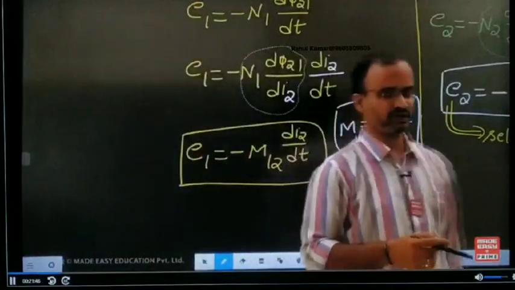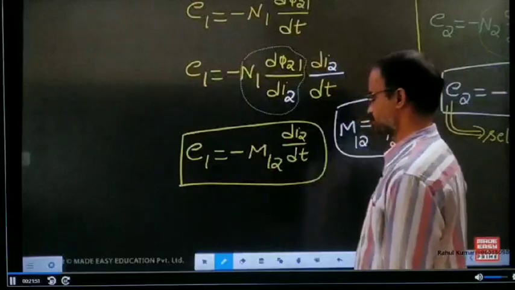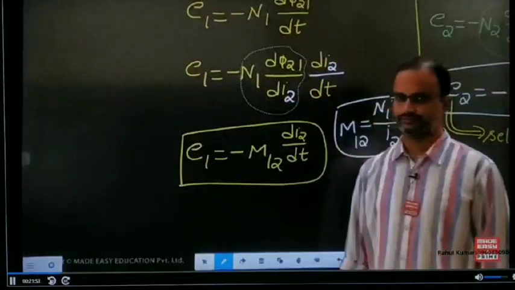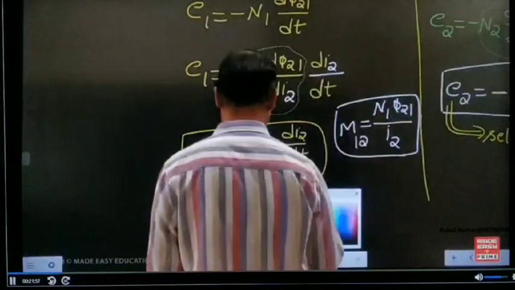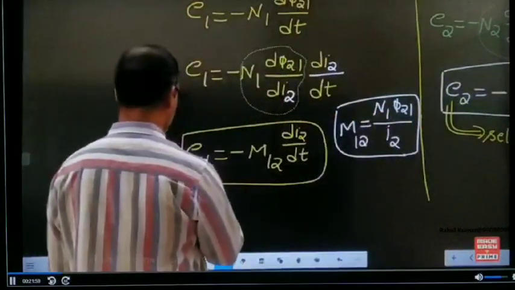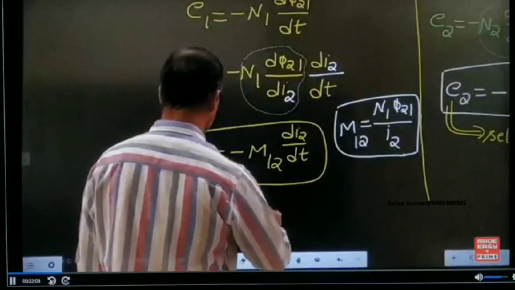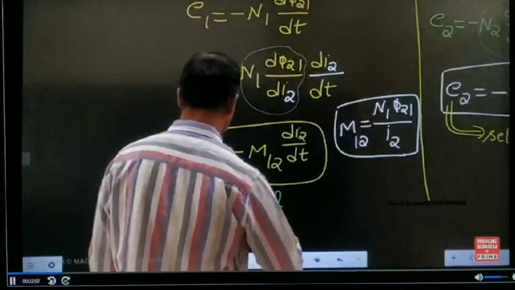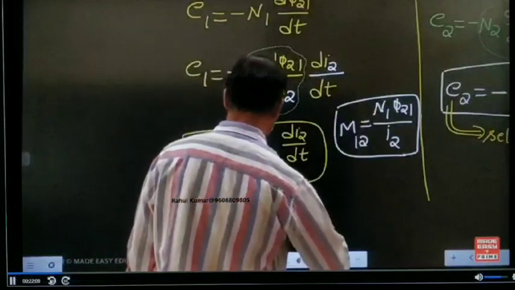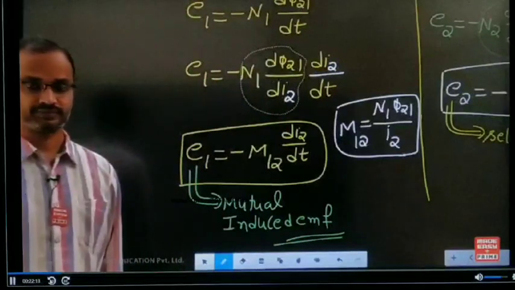In this example, the induced EMF in the first inductor is due to the current of the second inductor. Thereby, this E1 is named as a mutual induced EMF.